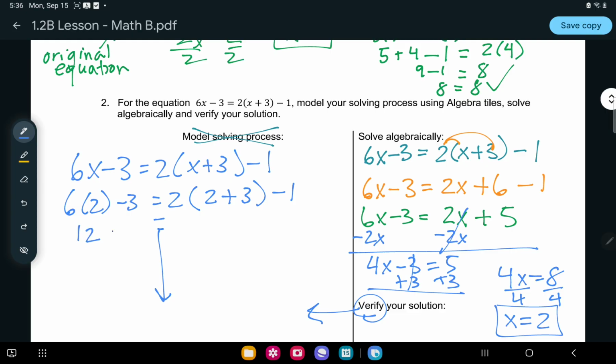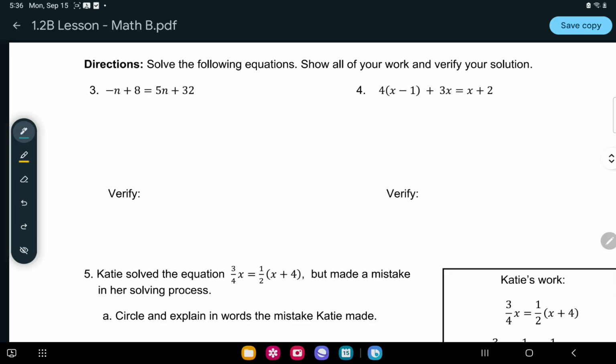6 times 2 is 12 minus 3, so this is 9. 2 plus 3 here is 5, so 2 times 5, and then minus 1. So 10 minus 1, we get 9 equals 9. Our verification works out.